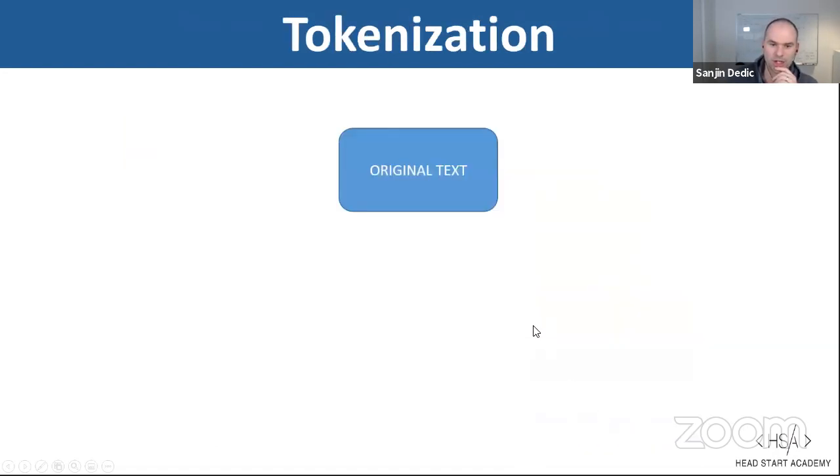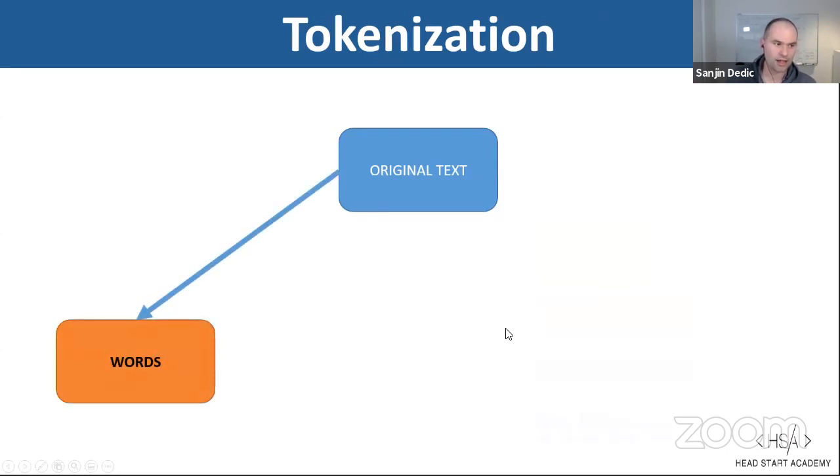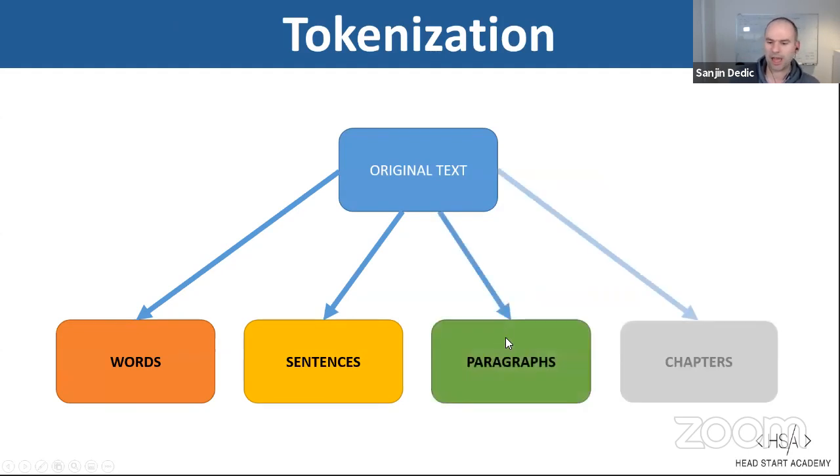Next up, tokenization. You have your original text, and again, a couple of lines of Python. You could break it into words, sentences, paragraphs, or chapters. You'd use the split method. So you could split it on double spaces, which would be paragraphs, single spaces, which are words, full stops, which are sentences, and so on.